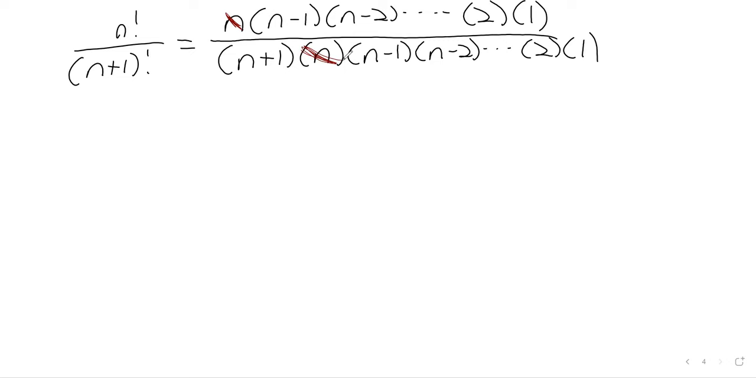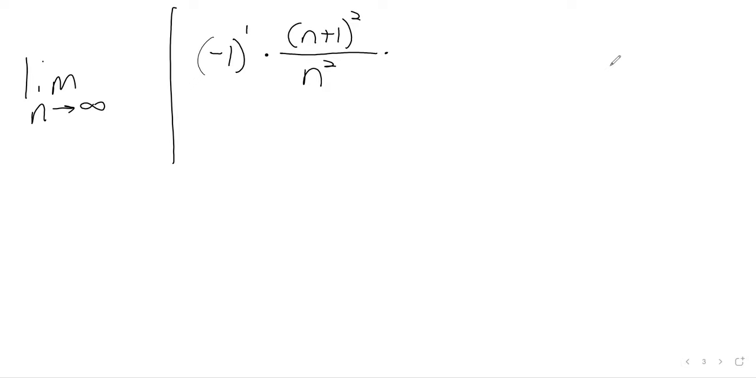Whatever, the n's cancel, the n minus 1's cancel, the n minus 2's cancel. Mass cancellation. The only thing that doesn't cancel is the n plus one in the denominator. And we're taking the limit of this.